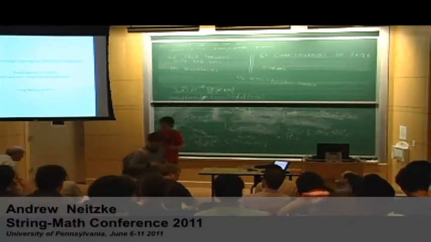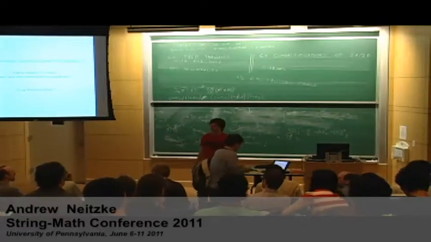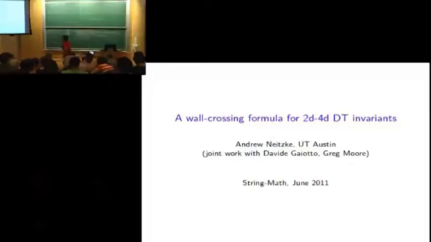I'd like to thank the organizers for the opportunity to speak here at this great conference. So I'm going to tell you about a wall-crossing formula for a new kind of Donaldson-Thomas invariant, which we call 2D-4D Donaldson-Thomas invariants. And everything that I say that's original is part of joint work with Davide Gaiotto and Greg Moore.